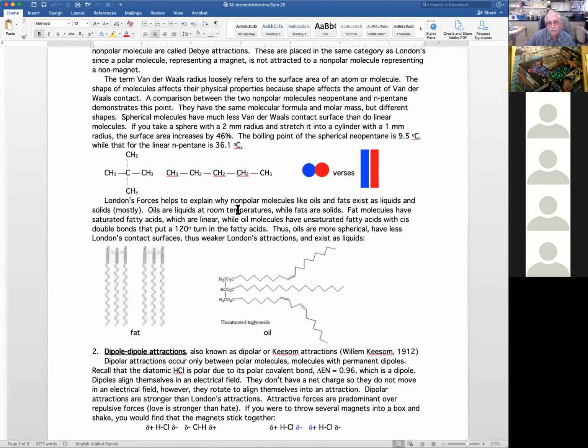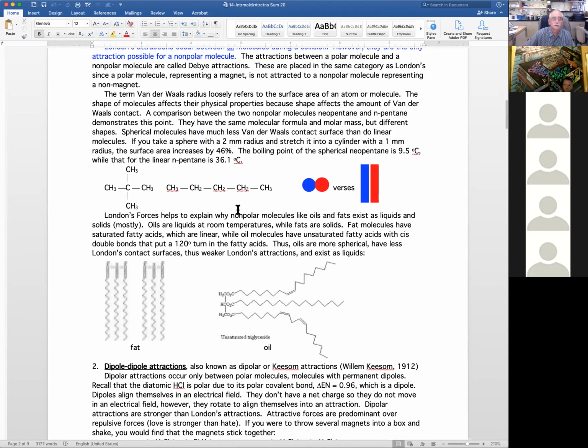So anyway, just to give you an idea of its magnitude and how important it really is, here's two molecules. So both of them are pentane. So this is called N-pentane, N for normal or linear. This is neopentane, which means it's as branched as you can get it to be. So they have the same molar mass, they have the same composition. The only thing that's different about them is their shape. But the boiling point of this one is 9.5. And the boiling point for this one is 36 point something. How could that be so different?